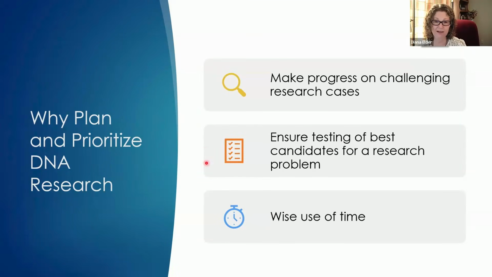And then, of course, wise use of time. I don't know about you, but I can sit down at my Ancestry matches and I could probably waste several hours just clicking around, looking for interesting cousin matches, looking at trees. It's really easy to waste a lot of time when we're playing with our DNA. So we don't all have that much time. We've got to do some planning and prioritizing.